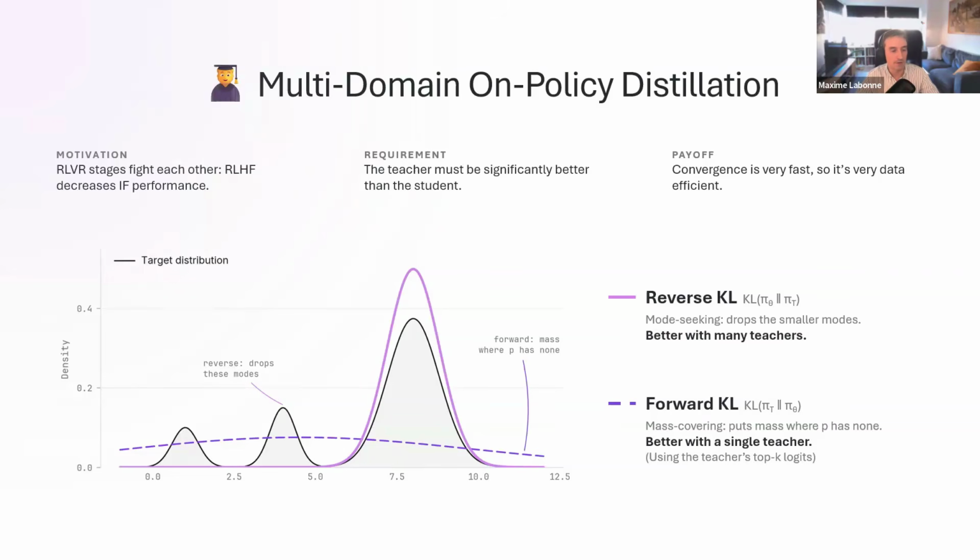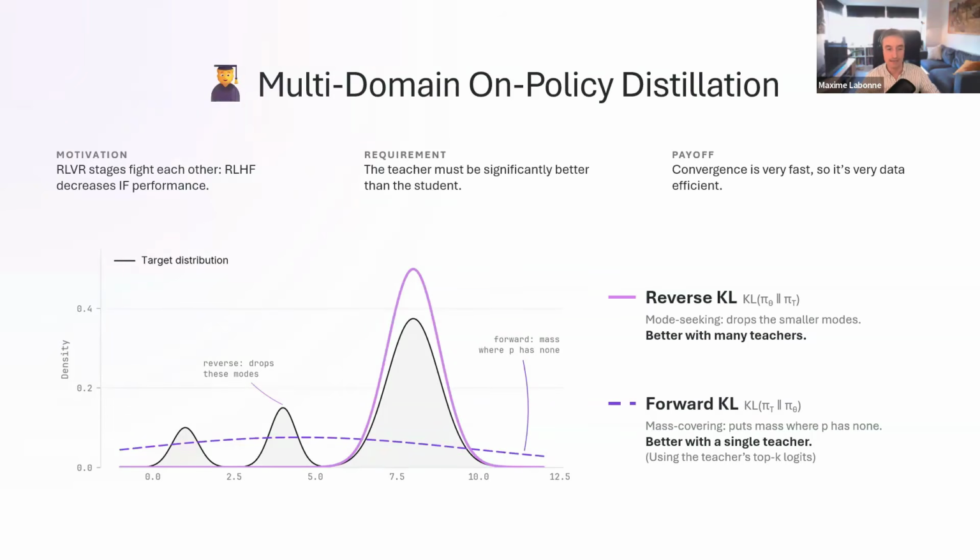And the little thing that I wanted to mention, based on practical experience, is the reverse KL versus the forward KL. So we have two ways of comparing the output distribution of the student with the teacher. And if you have reverse KL, it's called mode seeking. I would recommend it if you have many teachers. This is something that works better.